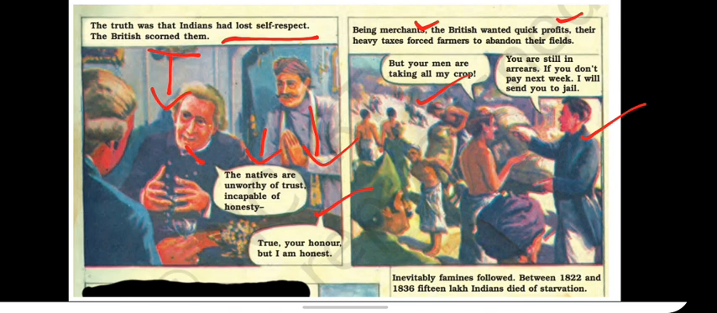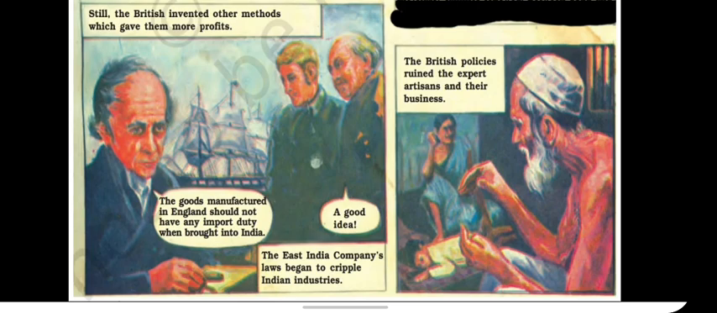Okay, inevitably famines followed. Inevitably, as we discussed, means unavoidably, you cannot avoid. And certainly famine happened. Between 1822 and 1836, 15 lakh Indians died of starvation. Starvation means hunger and suffering due to hunger, strong hunger. Because of all this, still, the British invented other methods which gave them more profit.